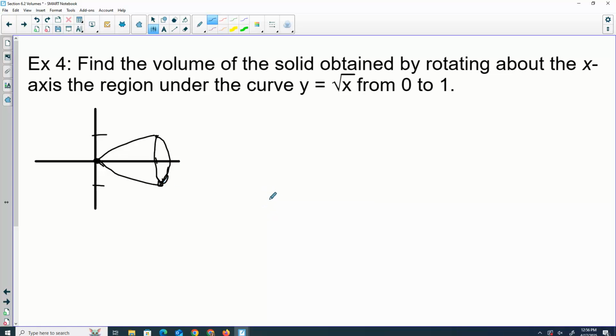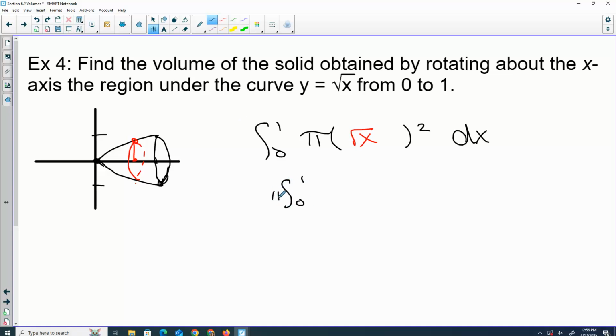If you look at a cross section, if I take a slice, what shape am I forming? A circle. Still a circle. So we integrate from where to where? From 0 to 1, and this is in terms of x. Area of a circle is pi times the radius squared. My radius, if I take my cross section, is just from the x-axis to that curve, and that curve is the square root of x.